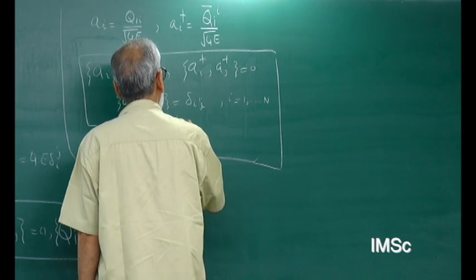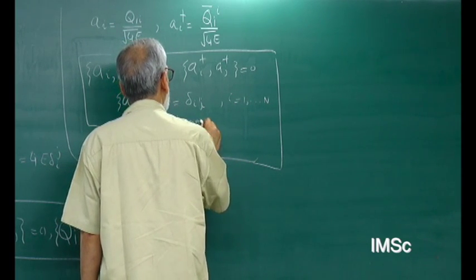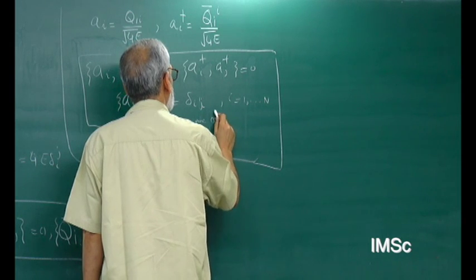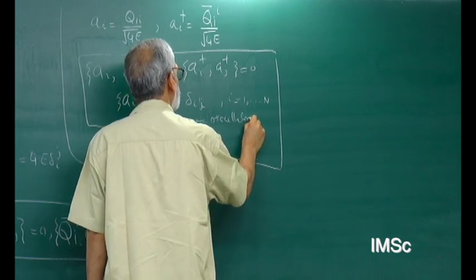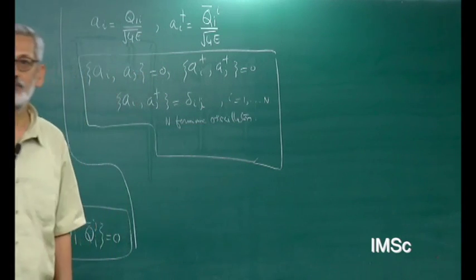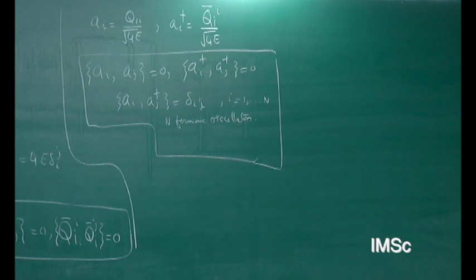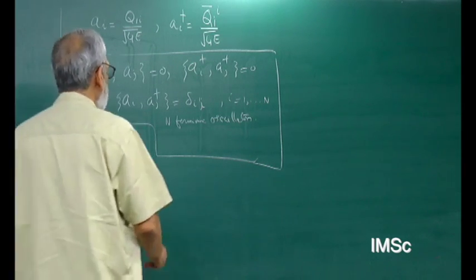N fermionic oscillators. So what we have is the algebra of n fermionic oscillators, and we have learned the tricks of how to construct their representations. So we'll construct their representations. How do we do that? Start with a vacuum.